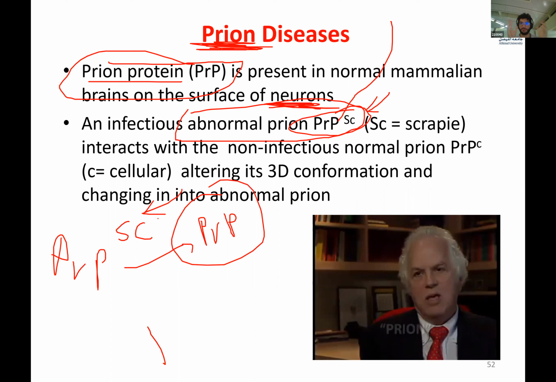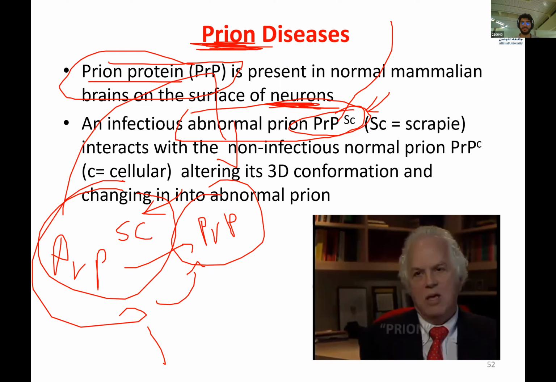This causes something known as prion disease. Basically, this protein is attacking the other proteins and converting them into this. So think about it like the zombie apocalypse. This is an infected zombie. This guy comes in and eats the other guy and converts him into a zombie. That's it. This is what's going on here.